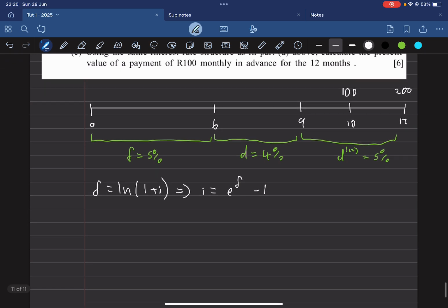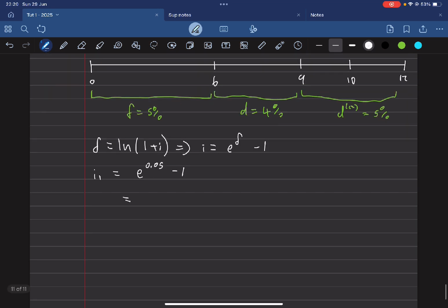Cool. So if we want to get, let's call it interest rate 1 for this period, interest rate 1 will be e to the power of 5%, so 0.05, minus 1. If you plug that into your calculator, that's going to give you 0.0513, and let's save that as A to use for later. That's our interest rate for this period.